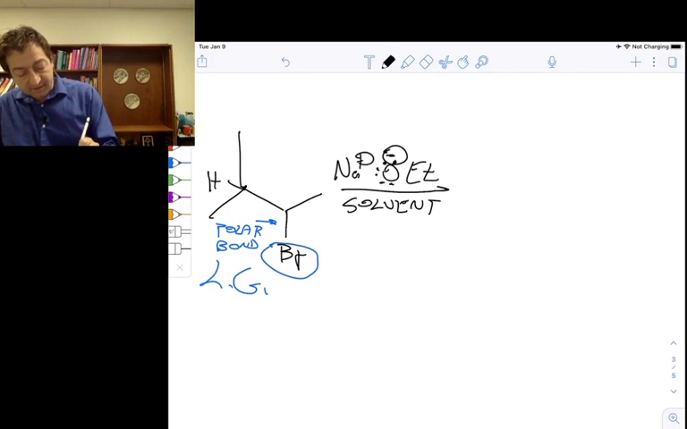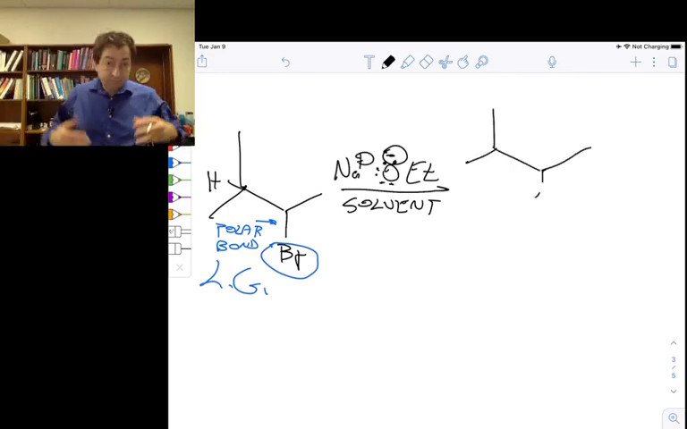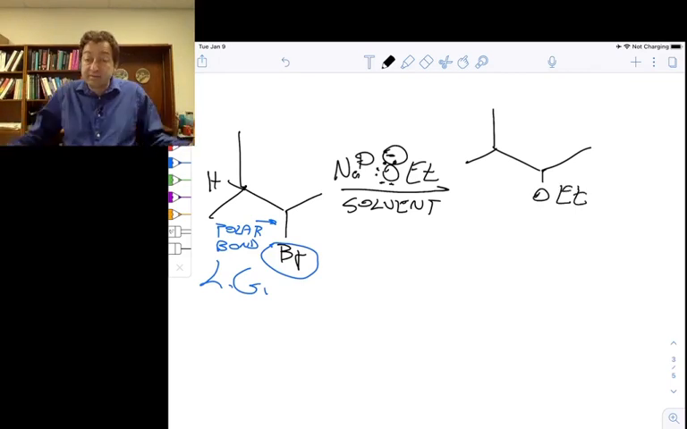And I'll just draw that up here to give me some space to draw in the other potential outcomes. And we'll talk in some more detail about how this would happen, what the mechanism of this kind of reaction would be, and how we know a little bit about how this takes place. But there we've simply displaced the bromine with the ethoxide. And so that's the substitution reaction.